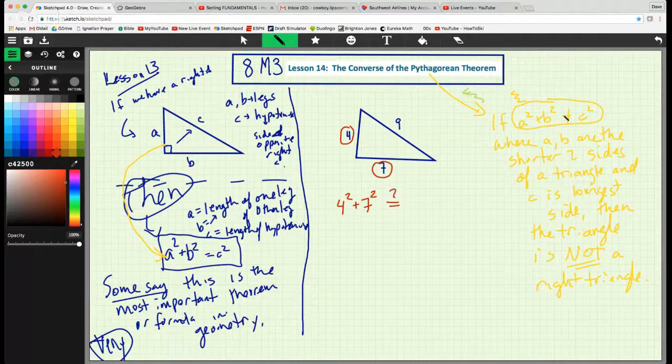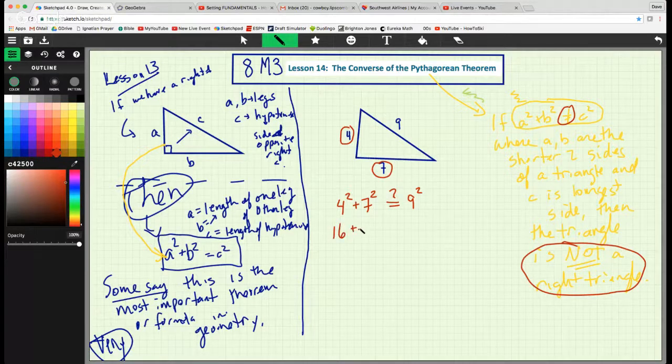Let's see whether it's equal to c squared or not. Now, if it's equal, then it's a right triangle. But if it is not equal, then it is not a right triangle, right? So let's do the math and let's see.